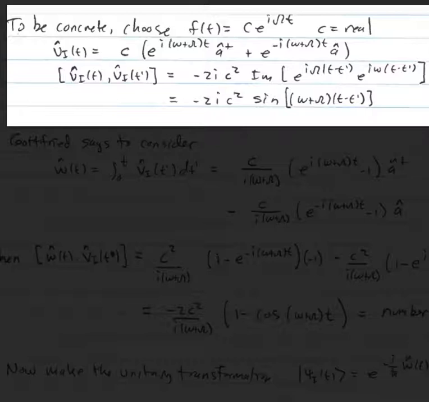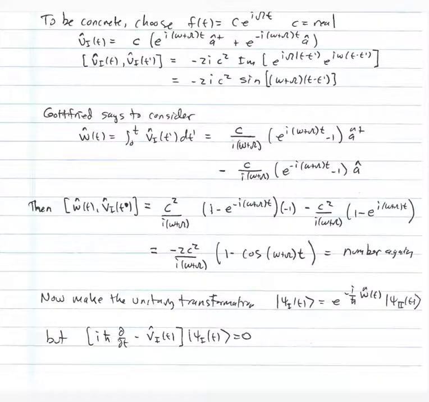Okay, if we now put this back into the general expression that we got for the commutator of V_I(t) with V_I(t'), we get -2ic² times the imaginary part of e^{iΩ(t-t')} e^{iω(t-t')}. It's actually quite easy to find the imaginary part, so we find that the expression is equal to -2ic² sin((ω+Ω)(t-t')). Okay, good. We have our concrete expression for the commutator of V_I(t) with V_I(t').